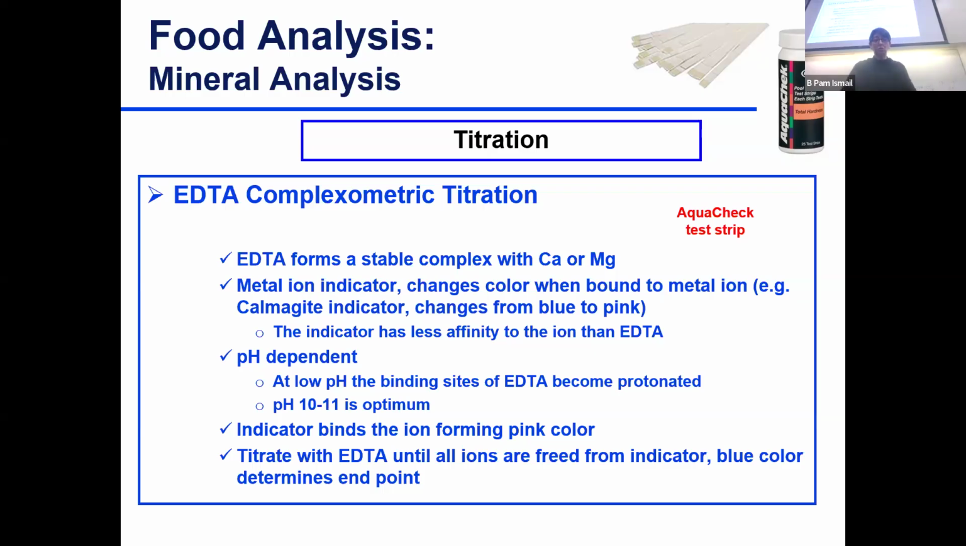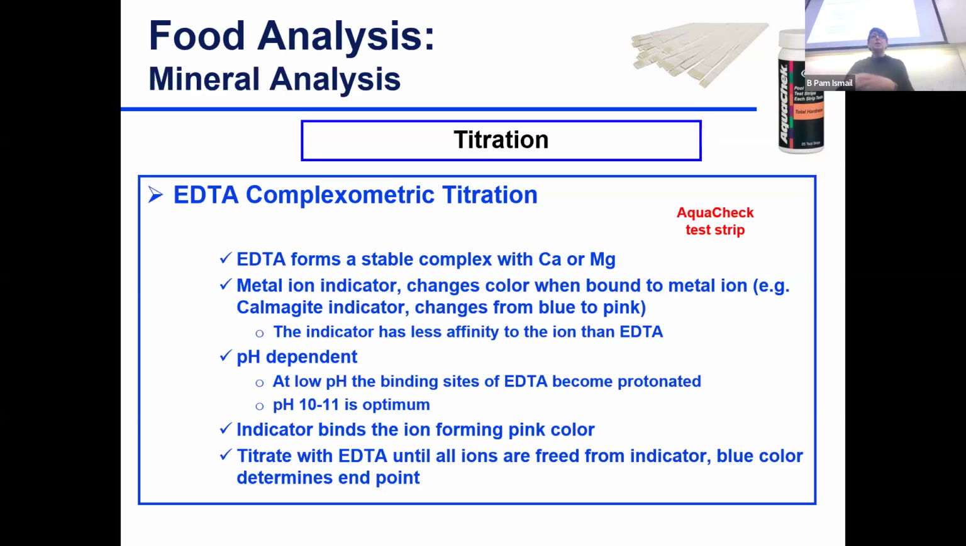So if I want to determine the hardness of the water, I get my water sample and add to it an indicator, Calmagite. A very annoying name, but this indicator, once it binds to the ionic form of the metal of interest, calcium or magnesium, it changes color. Its color is blue, and it becomes pink. So now you have your water that is pink in color because of that indicator.